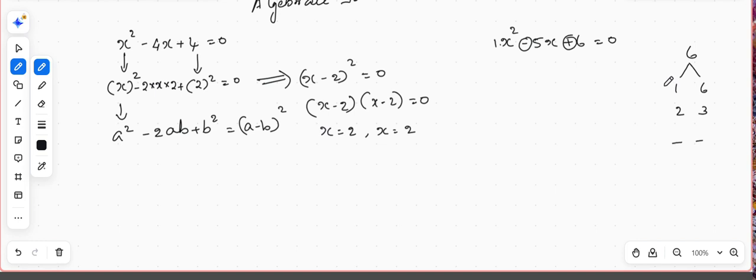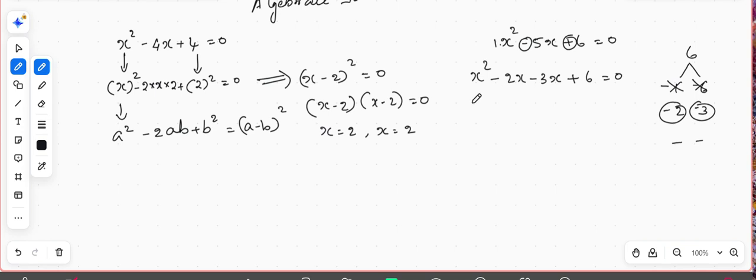Now look at here. If I take minus 1 and minus 6, I get plus 6. But do I get minus 5? No. So is this possible? This is not possible. So then what is left out? Minus 2, minus 3. So write it: x square minus 2x minus 3x plus 6 equal to 0.